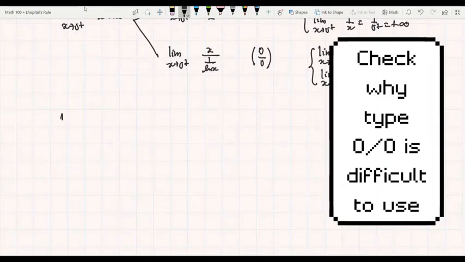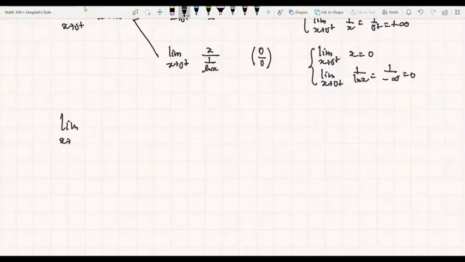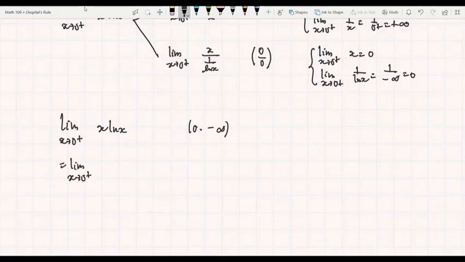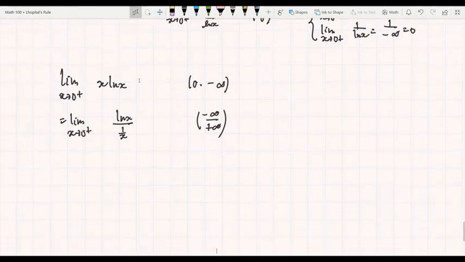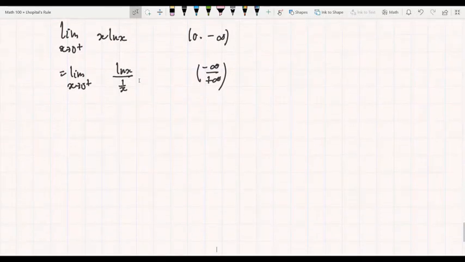So we have the limit as x goes to 0 plus of x ln x. So we have seen that this is 0 times negative infinity. So this is equal to the limit as x goes to 0 plus of ln x over 1 over x. So this is the first conversion. So the form is negative infinity over positive infinity. So again, this is a limit of indeterminate form type infinity over infinity.